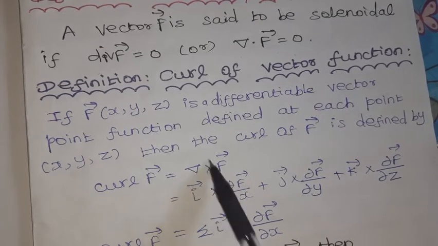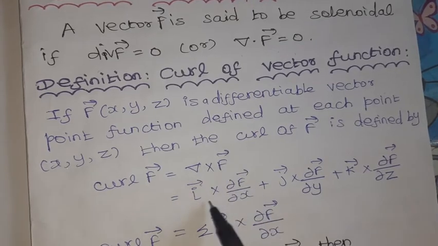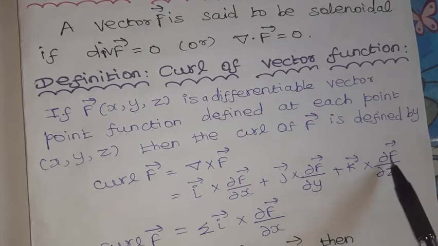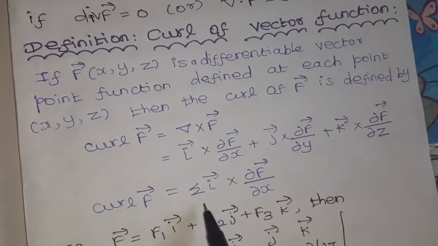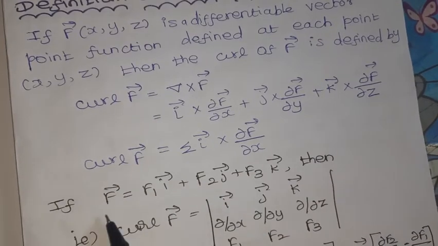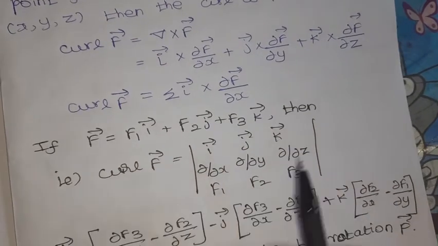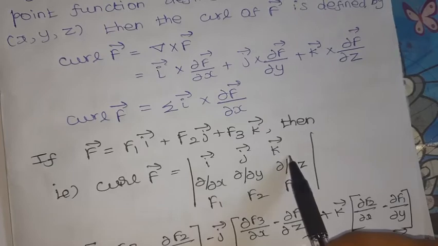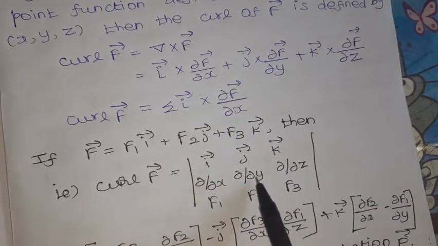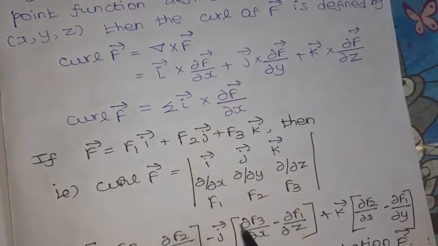What is the del expansion? We know it is i into dou by dou x plus j into dou by dou y plus k into dou by dou z. When it is curl, it means i cross dou f by dou x plus j cross dou f by dou y plus k cross dou f by dou z. In short we can write it as summation of i cross dou f by dou x. If f is equal to f1 i plus f2 j plus f3 k, then the curl can be written in i, j, k format: i, j, k in the first row, dou by dou x, dou by dou y, dou by dou z in the second row, and in the third row just write down the f terms.